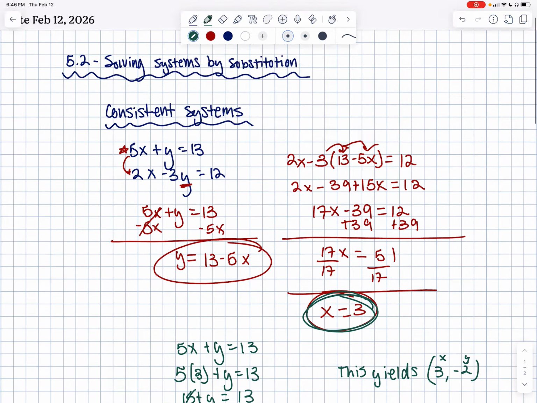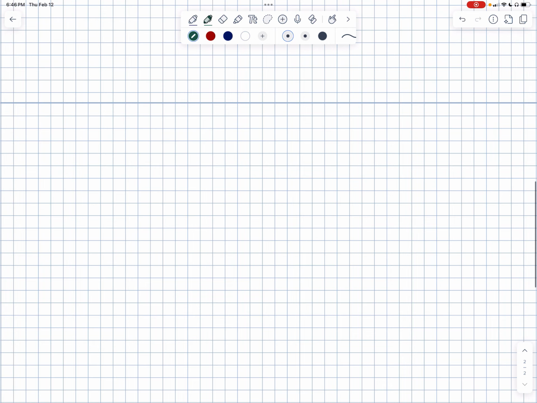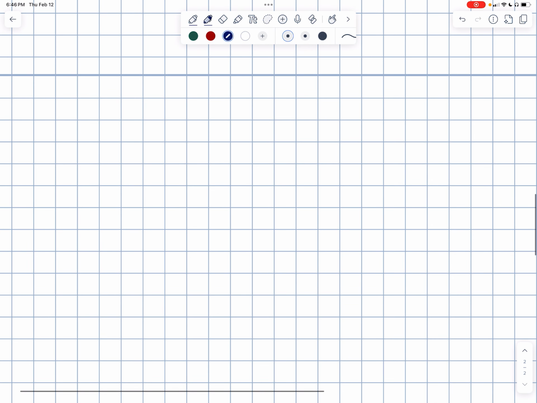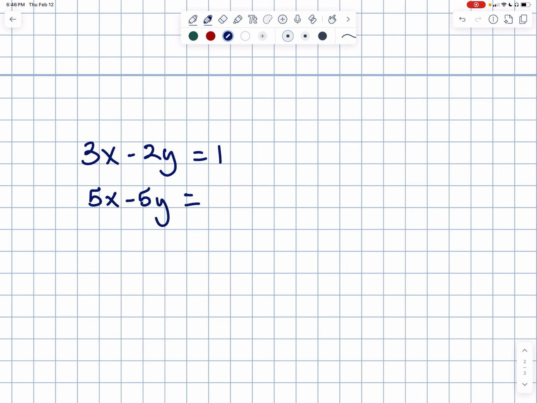So this took up a page, so I'm going to use up a new page. Go ahead and go back to blue. We're still underneath consistent systems, so continue that. I'm going to speed this up a bit. We have 3x minus 2y equals 1, and 5x minus 5y equals 4. Just making sure: 3x minus 2y equals 1, 5x minus 5y equals 4.